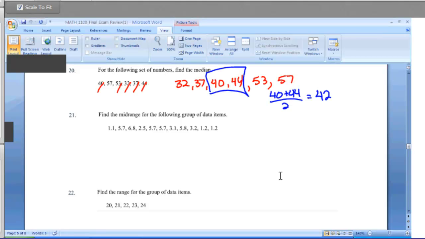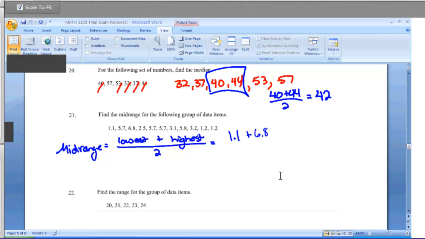Okay, and then for 21, it wants us to find the mid-range. Well, remember, the mid-range is the lowest number plus the highest divided by 2. So the lowest value plus the highest value divided by 2. And we look through all of our numbers. The lowest is 1.1, and the highest is 6.8. And then we divide that by 2. So we got 7.9 over 2, which is 3.95.